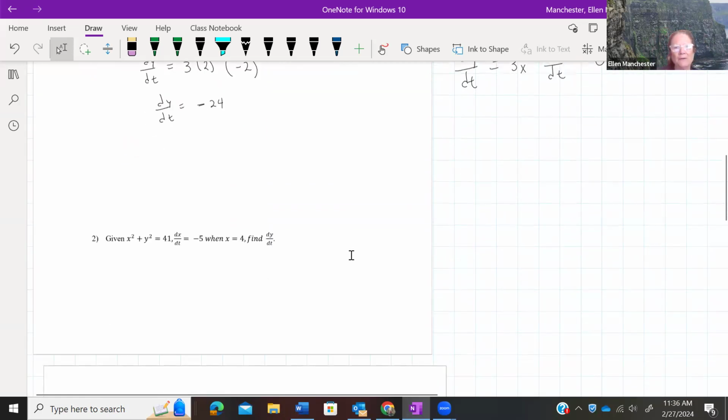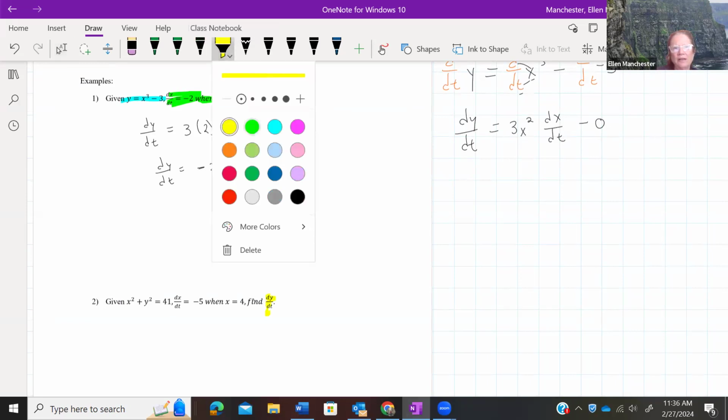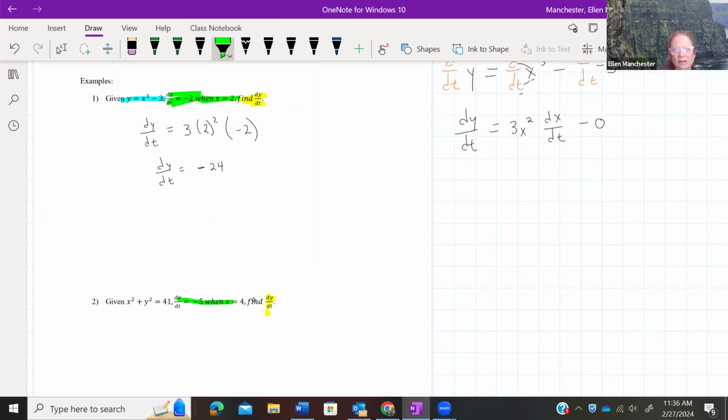So, okay, here we go. So what are we being asked? I'm going to color code it here. We're being asked to find dy dt. What do we know? And again, these are given to us, and you'll see on the next two, the word problems, where we have to find out what we know. Okay, so we know that dx dt is -5 when x is 4. And then what's the connection? The connection is, here is that equation of a circle. That's our connection.